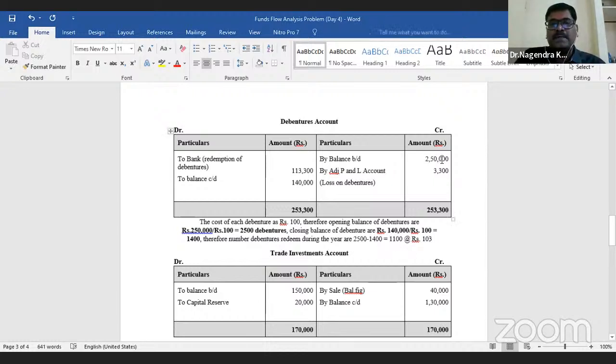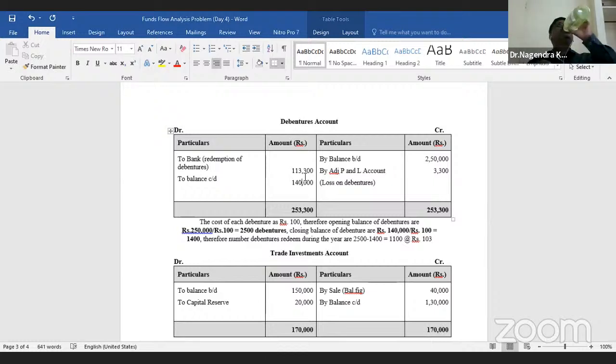So we have made the opening balance and the closing balance, and the amount of debentures redeemed during the year is 1,100 into 103 rupees. That is 1,13,300, the value of debentures redeemed during the year. Now, when we calculate the difference between the totals, we can see that 3,300 will be the loss on the debentures.